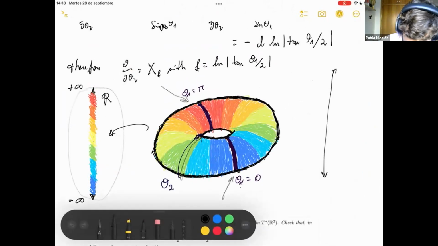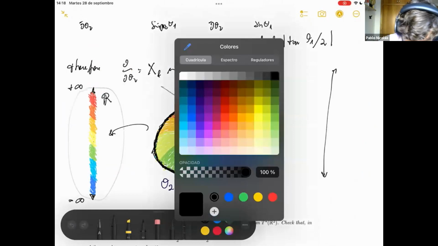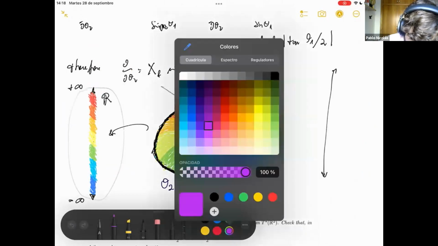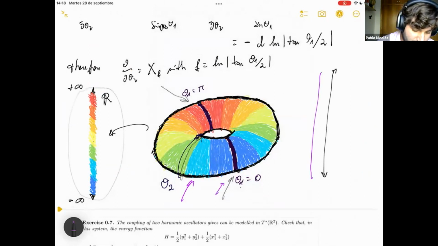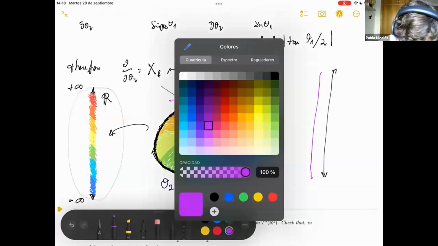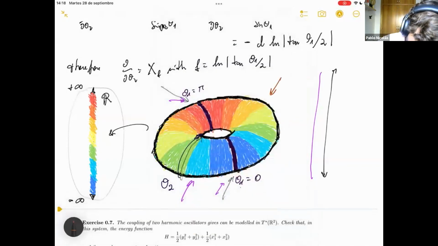let's say I take two different colors, this purple over here, for instance. I say this is one connected component, and its image is all R, because we see that at θ1 it explodes to minus infinity, and at pi it explodes to plus infinity. And we can do the same for the other component, in another color that is well distinguished. We have this connected component, whose image is all R as well, because at θ1 equals pi it explodes, and at 0 it explodes to minus infinity.